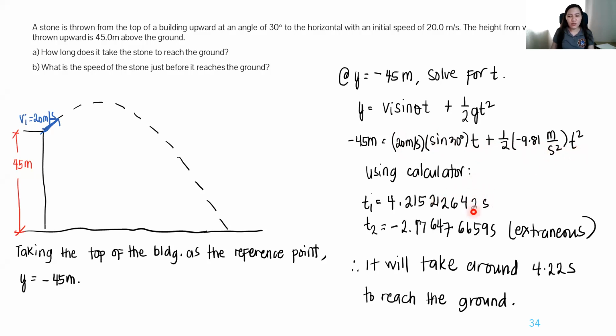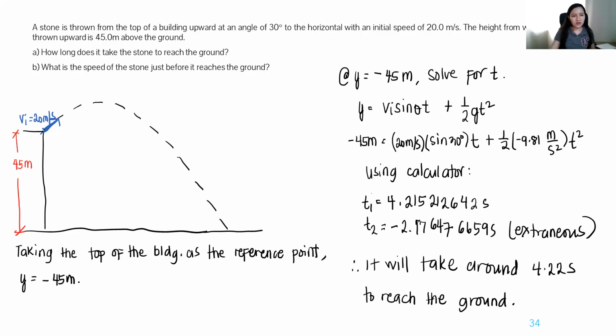So again, we use our calculator and we'll be able to get an extraneous value. So we don't use this. There is no negative time. So we're going to use the other value, which is 4.22 seconds. So it will take around 4.22 seconds to reach the ground.